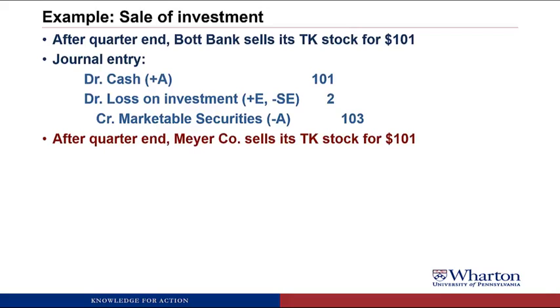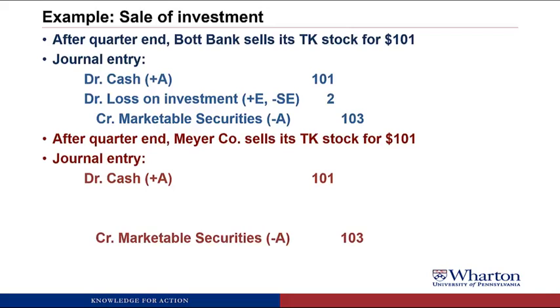Meyer also decides to sell its TK stock for 101. Now, this seems sort of strange because they did available for sale, which meant their intent was to hold it for the medium or long term. But even if that's your intent, you're always allowed to change your mind. So if Meyer eventually decides they need to sell the stock now to get the cash, it's okay to do that even though they chose AFS. It's based on your original intent, but you can change your mind if you need the cash to fund some kind of project. So anyway, Meyer also gets 101 cash, and they also remove the marketable securities balance of 103.